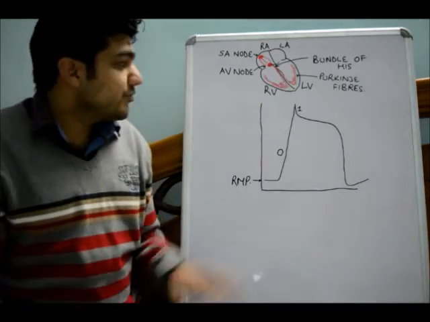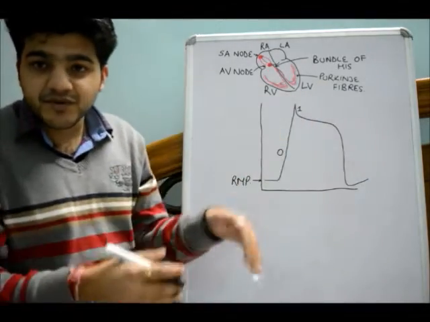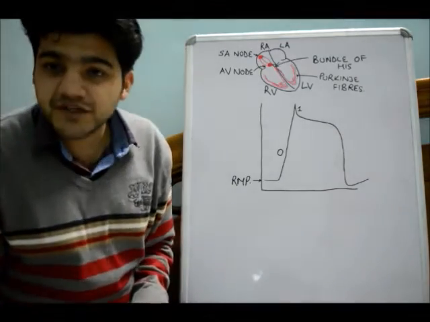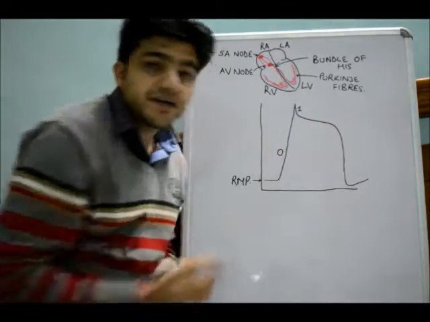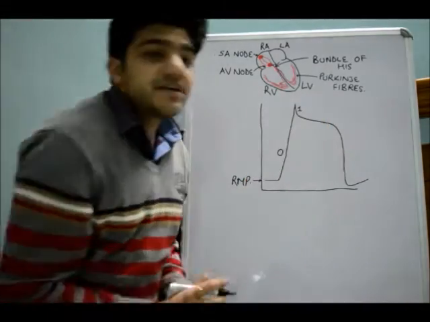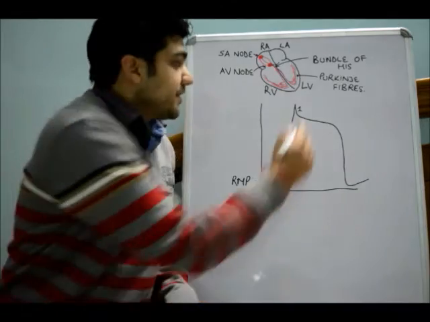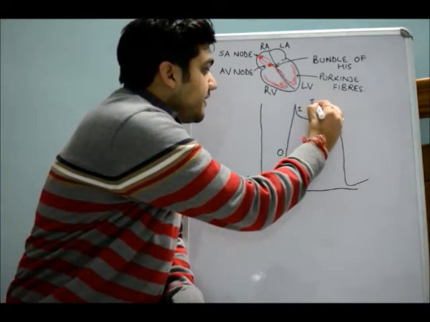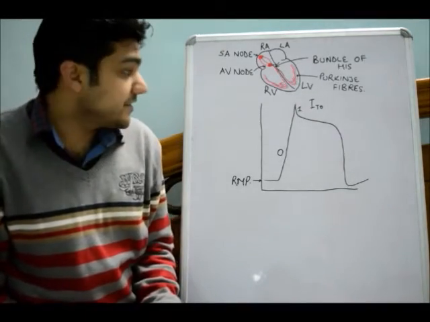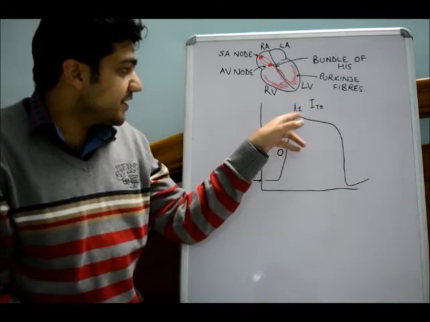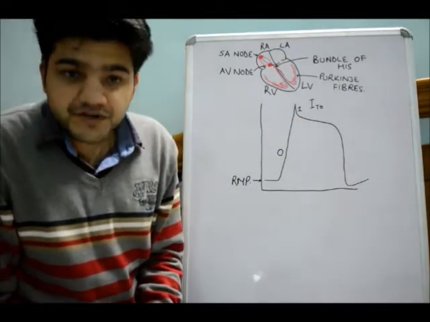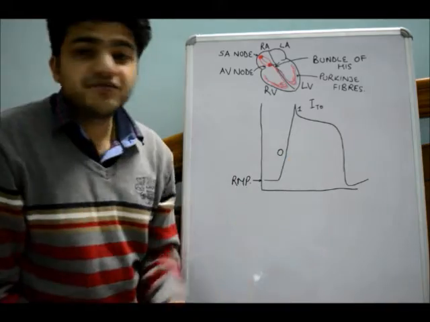Okay, it is a minor change. And now since it is going back, what should be responsible? The ion that should be responsible is potassium. So there is one type of current of potassium which is responsible for this, and that is called a transient outward current. I will write it as ITO. This current is responsible for bringing it back somewhat. Okay, so we are done with phase 1. Then we come to phase 2.